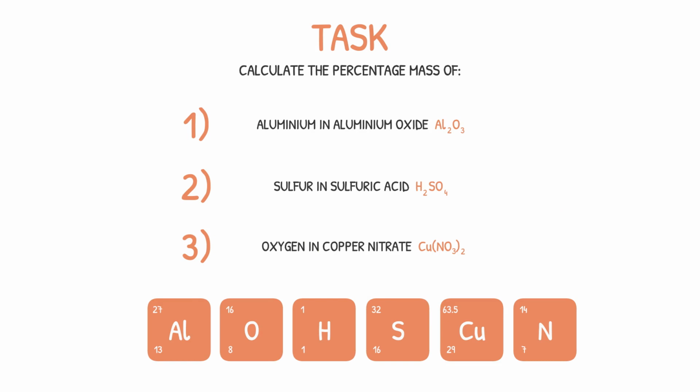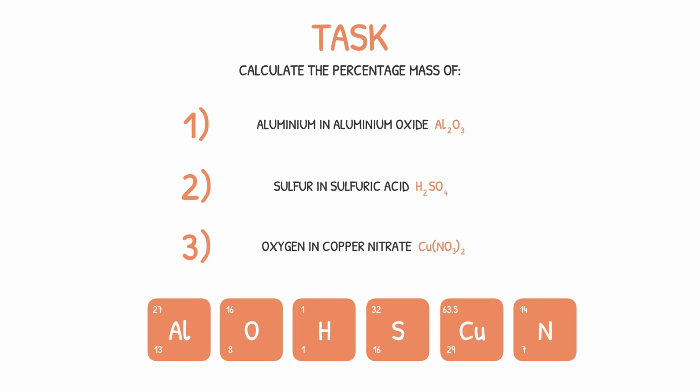Before we finish up, here's one more task that you can attempt to test your understanding of calculating the percentage mass of an element in a compound. Pause the video and take your time to work it through. Resume the video once you're ready to check your answers. Let's talk through the answer to question number 1.